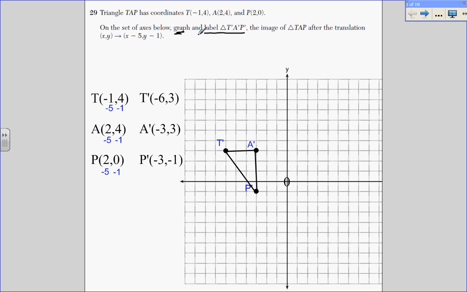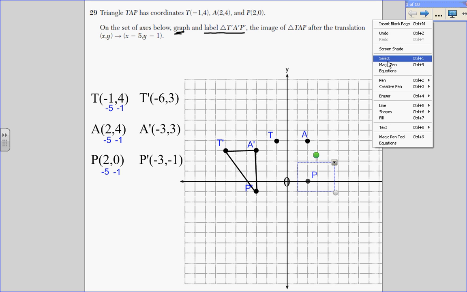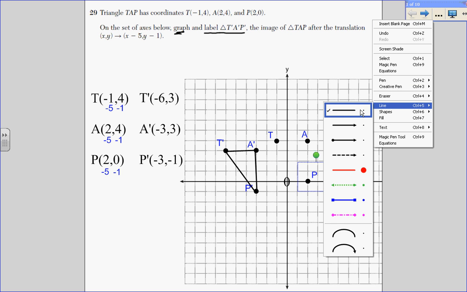Okay, now look, the other way that you could have done this problem is to graph the original coordinates. So I'm going to go ahead and graph the original coordinates. (-1, 4) is right up here. And you've got (2, 4), it's here, and (2, 0). And I'm going to go ahead and connect them.